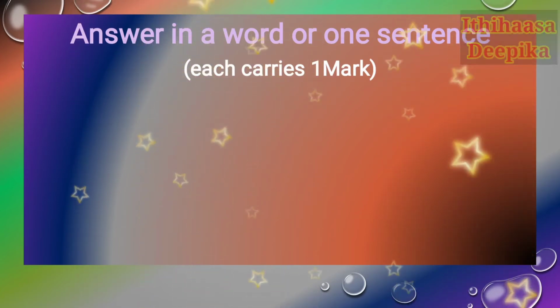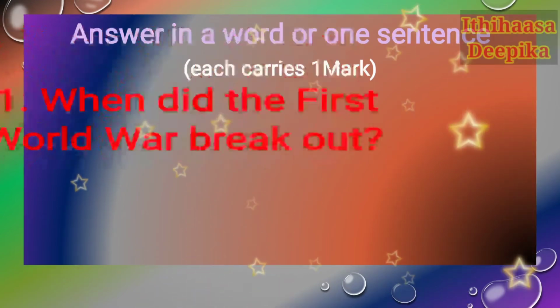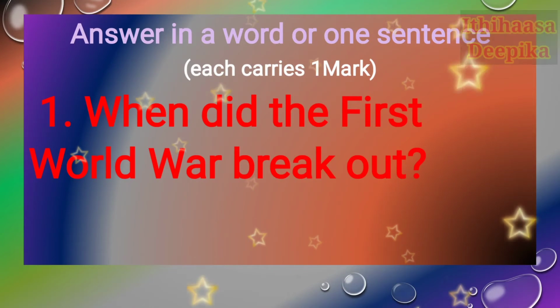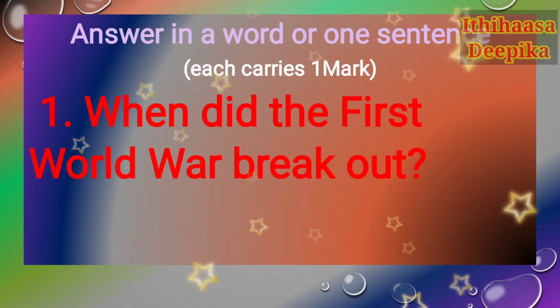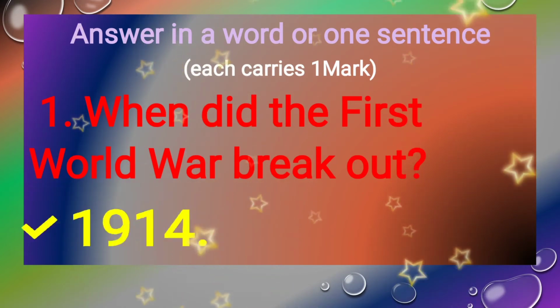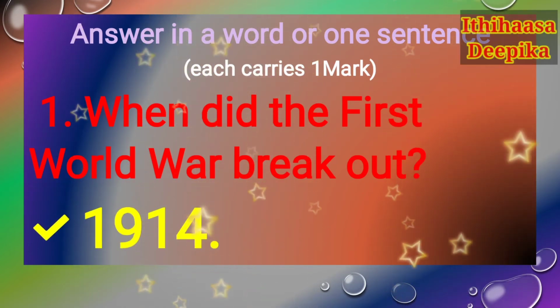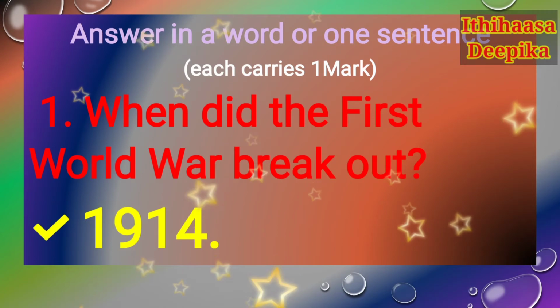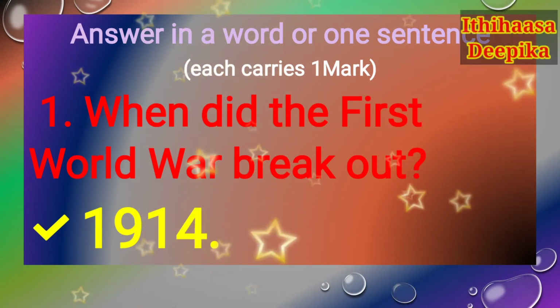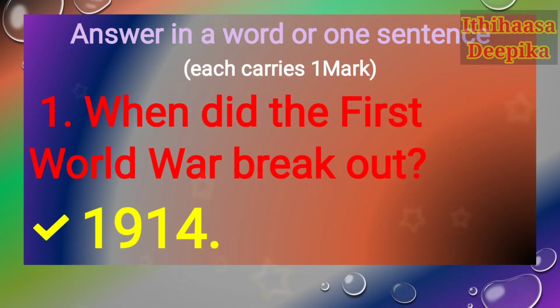Question number 1. When did the First World War break out? In 1914. The First World War broke out in 1914. So the First World War took place between 1914 to 1918. It began in 1914.